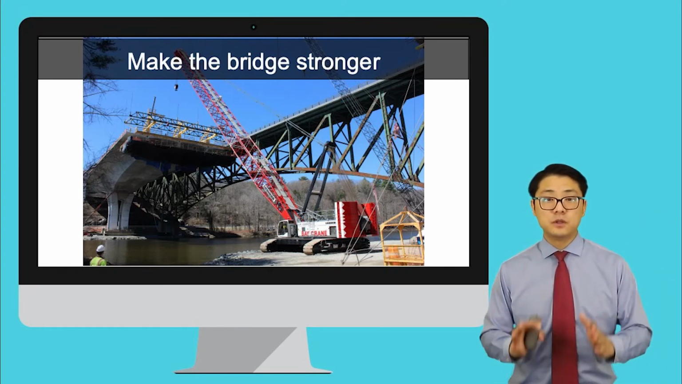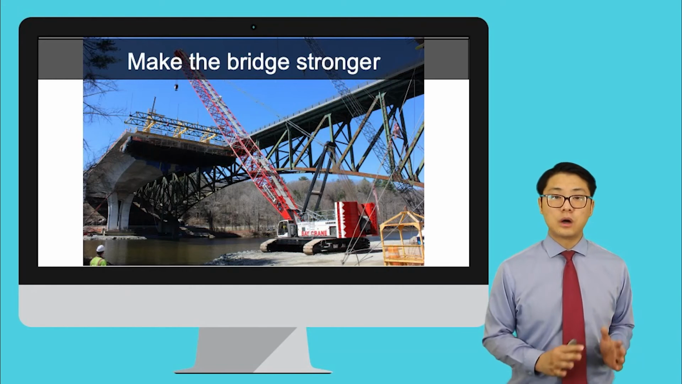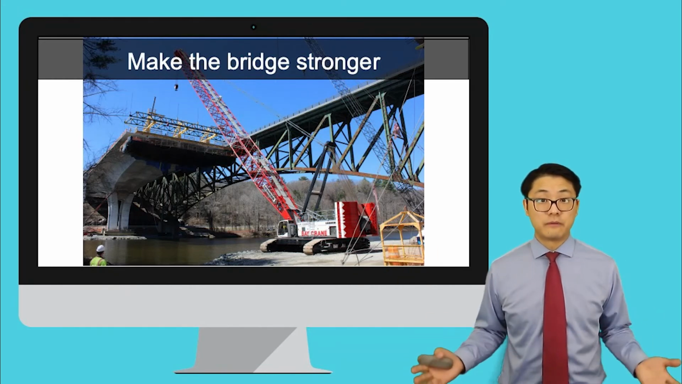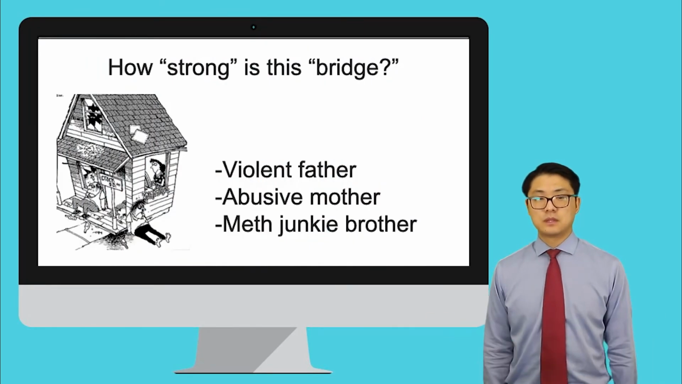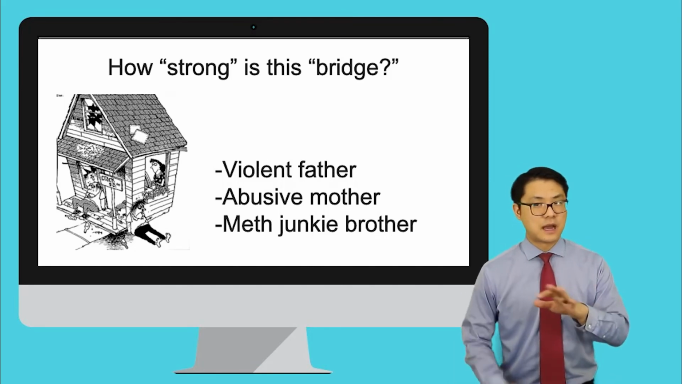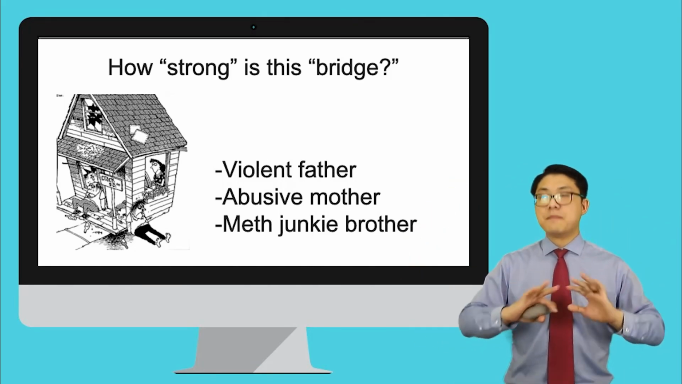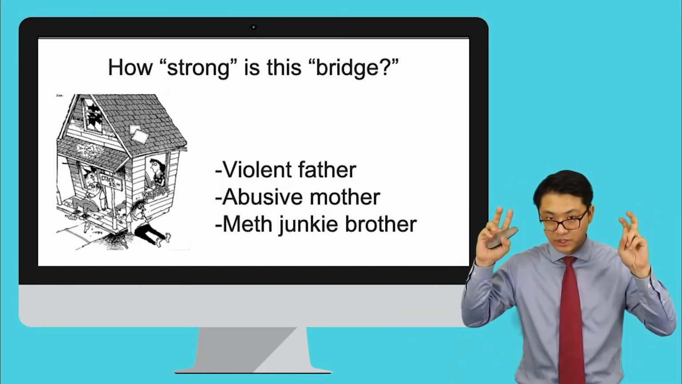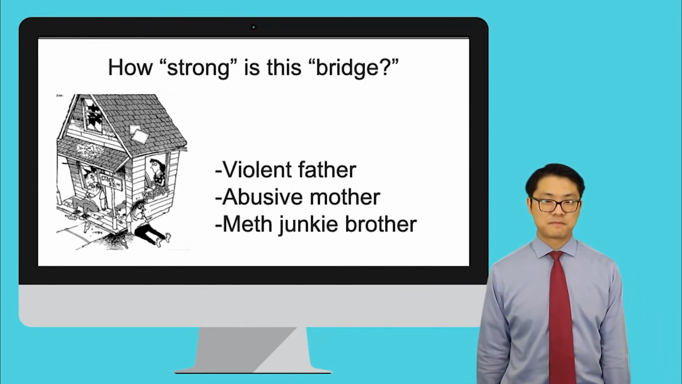But the thing is, we want you to learn how to do all of this so that we'll never end up here ever again. Now, I want you to assess this hypothetical, this imaginary bridge. Bridge, in other words, a person's life.